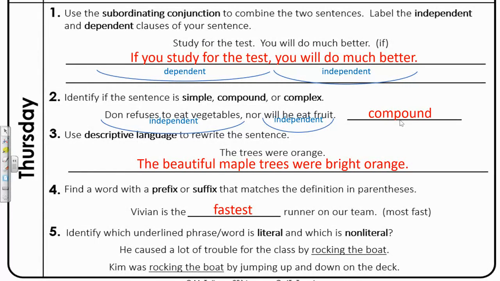Okay, so if Kim is on the deck of the boat and she's jumping up and down, the boat, of course, is going to literally rock. But the top sentence there, rocking the boat means that you are causing trouble. Okay, so if you're causing a little bit of trouble, it could be said that you are rocking the boat. All right, so that top example is non-literal. He's not really rocking a boat. That's just a saying, meaning that he's causing trouble. And in the bottom sentence there, Kim is literally rocking the boat by jumping up and down on the deck. So you can label those two sentences there.